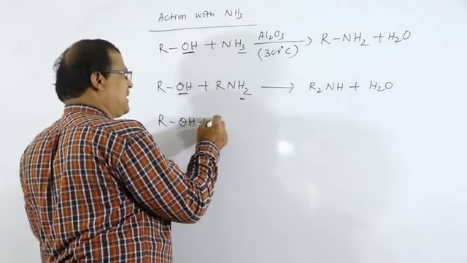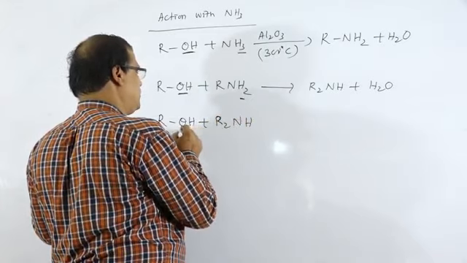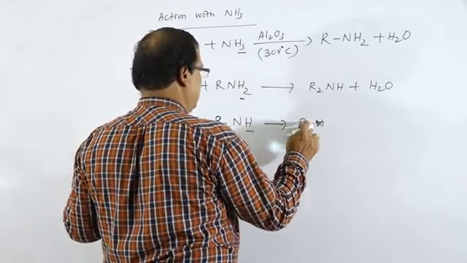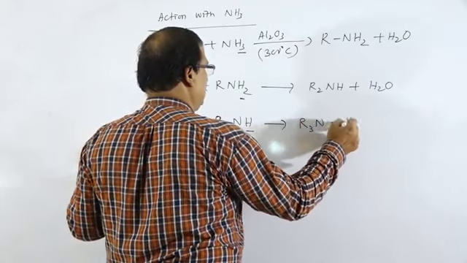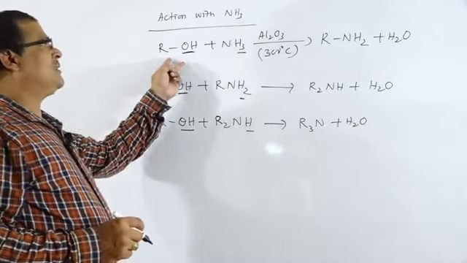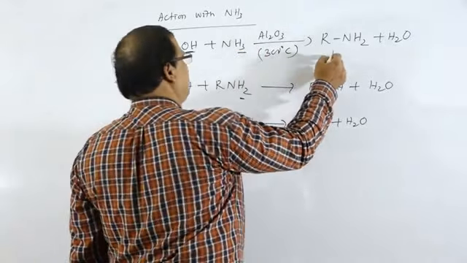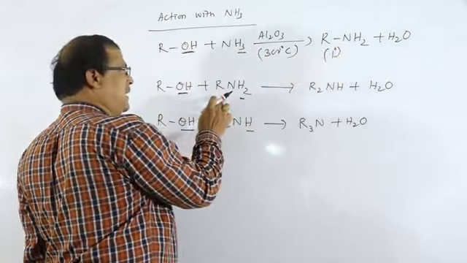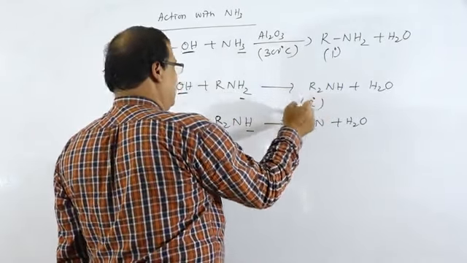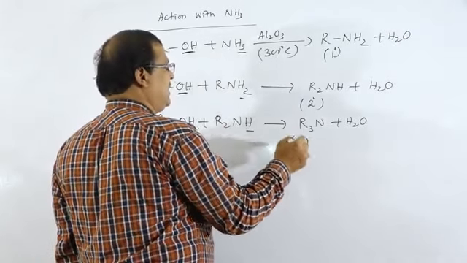R2NH, the OH part and H part combine to form water, and there is the formation of R3N plus water. So alcohols treated with ammonia form primary amine. That primary amine reacts with alcohol to form secondary amine. Secondary amines again react with alcohol to form tertiary amines.